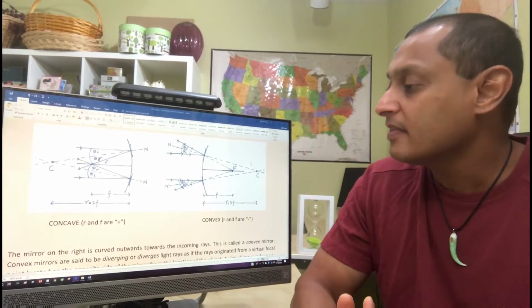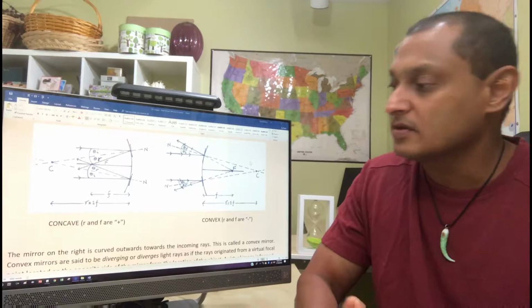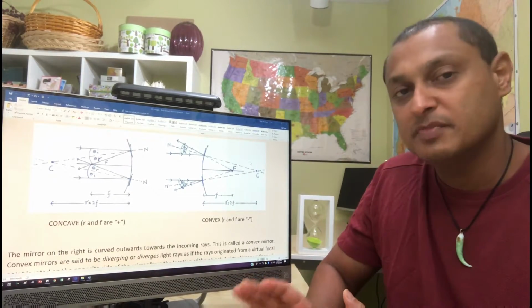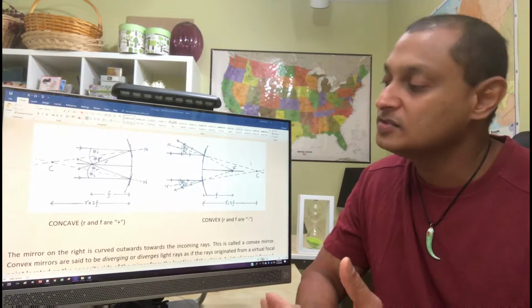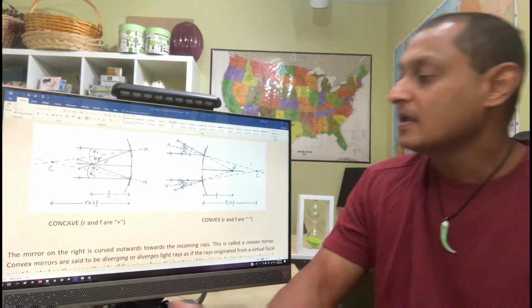As we go further down, it's shown here that if we put some curvature onto this plane mirror, we can create either a concave or a convex. Convex means the mirror surface bulges towards the object. Concave means the mirror's surface indents away from the object.